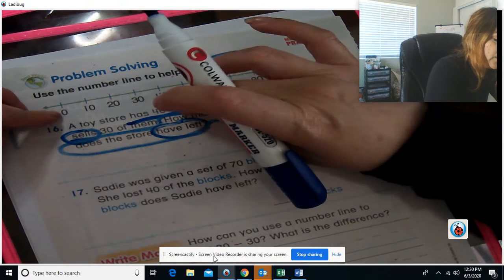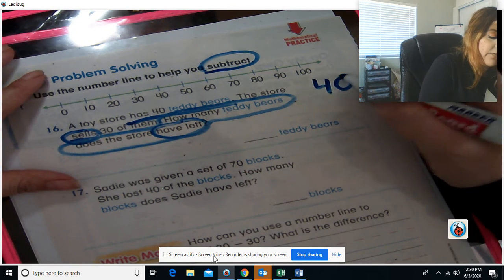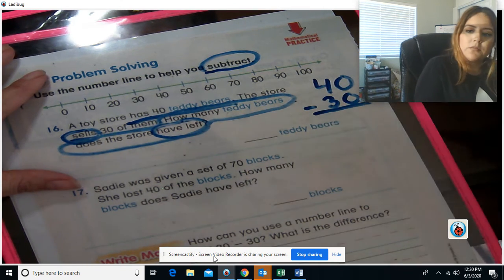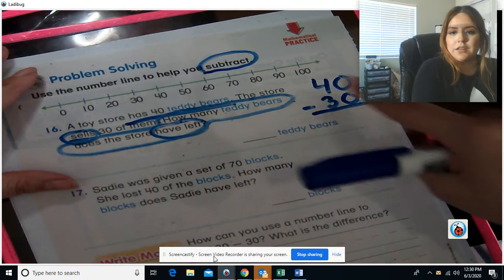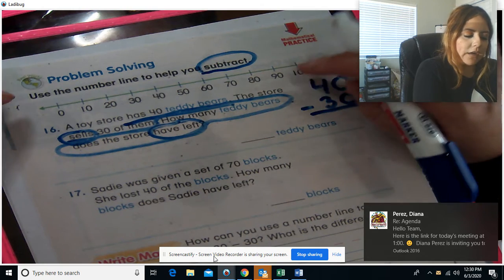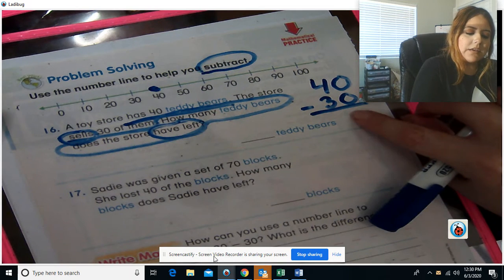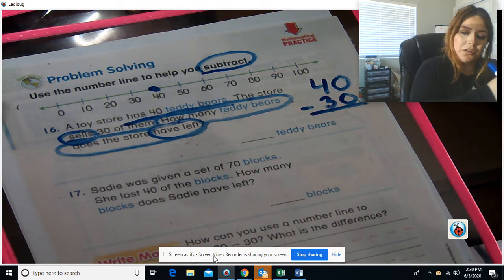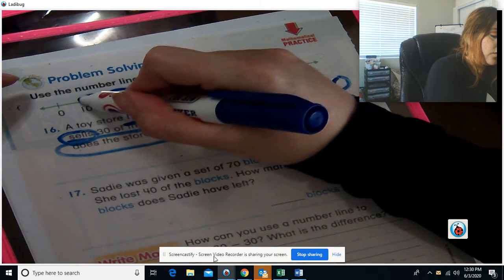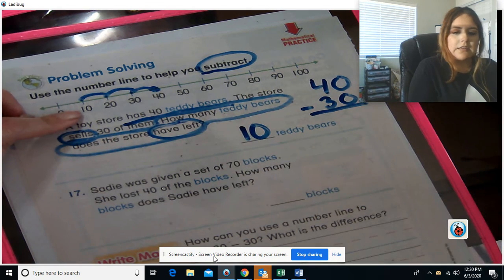So I have the number 40 and the number 30. They had 40 teddy bears, and then they sold 30. And I know I'm going to subtract. I can solve this without using a number line, but I want to practice using my number line. So I'm going to start at 40 and take away 30. That means I'm going to jump backwards 30. 10, 20, 30. So my answer is 10. They have 10 teddy bears left.